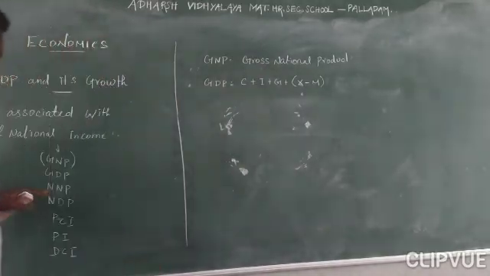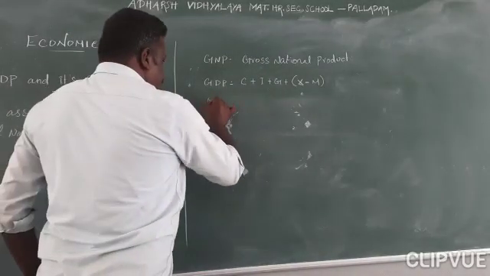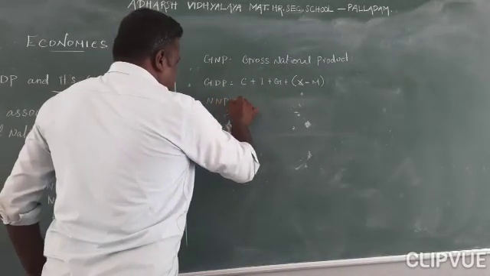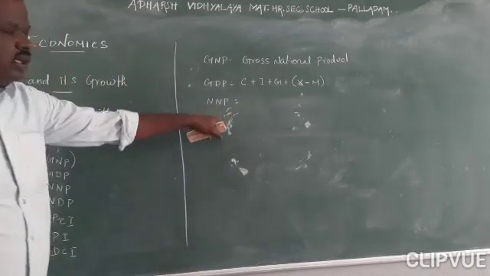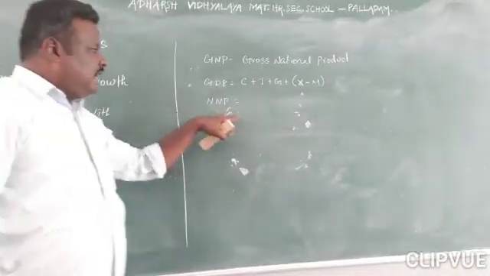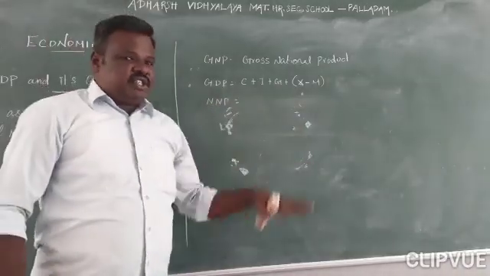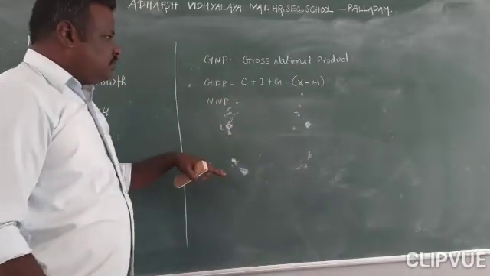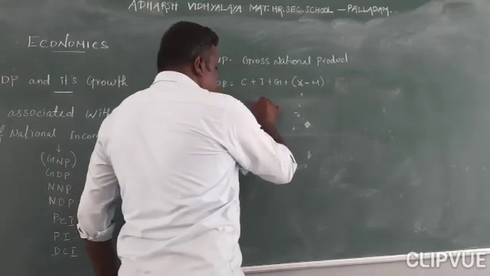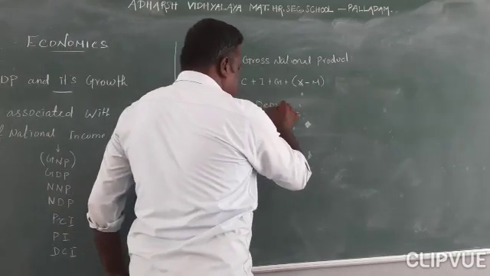Okay. Next, NNP is given. So what is NNP? This is the net national product. Net national product is arrived at by making some adjustments. So what is the adjustment now? The adjustment is called depreciation.